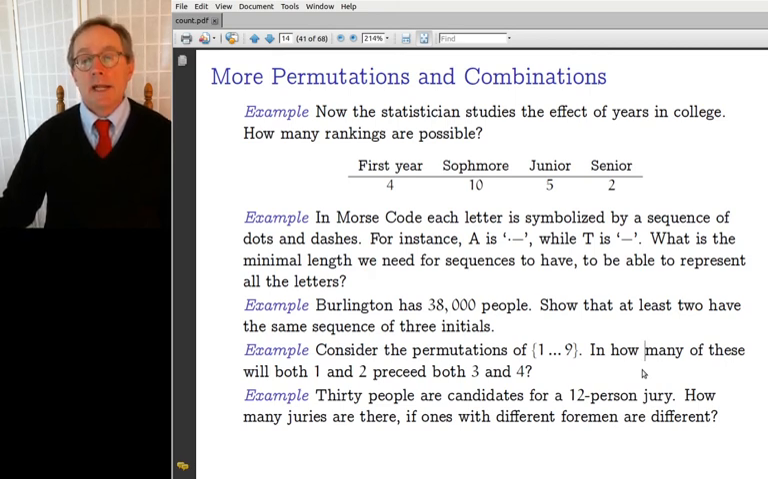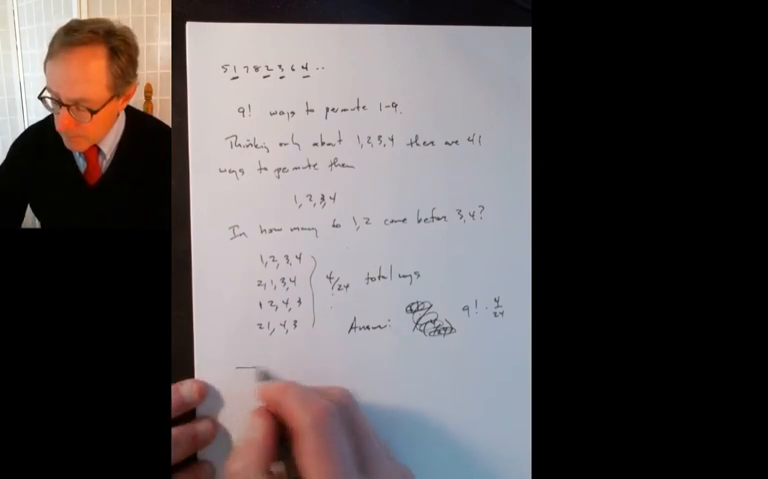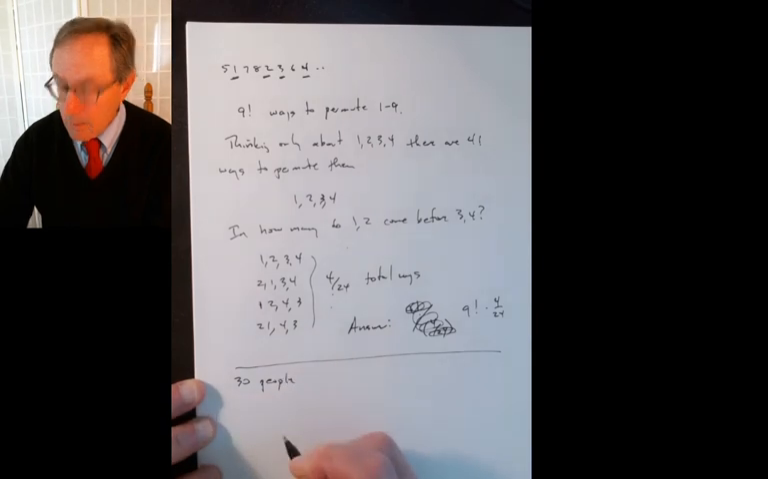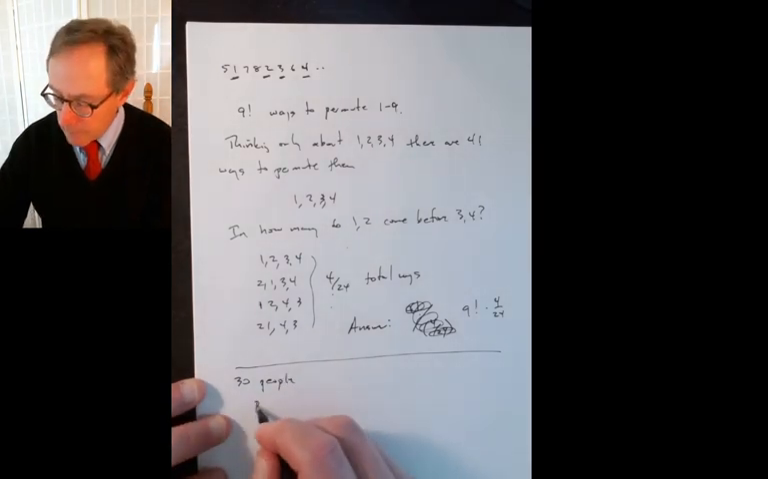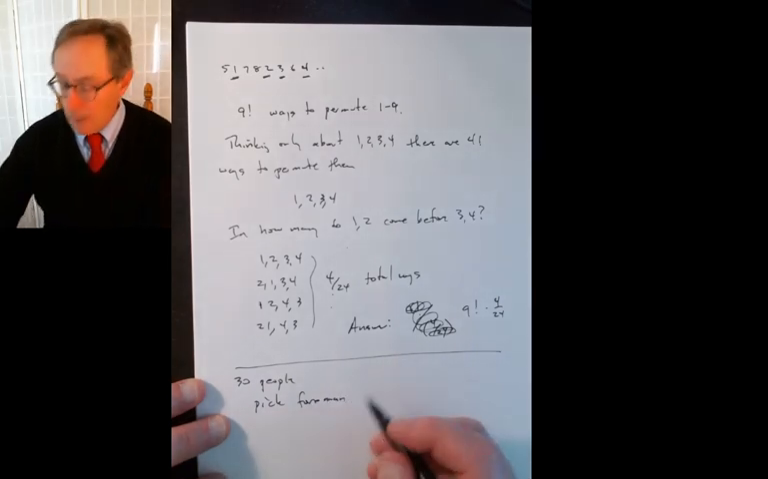30 people are candidates for a 12-person jury. How many juries are there if the ones with different foremen are different? So the foreman is the person who gets picked first. Okay? So 30 people. So pick a foreman. Do they call it foreperson now? I'm sorry, it must be.